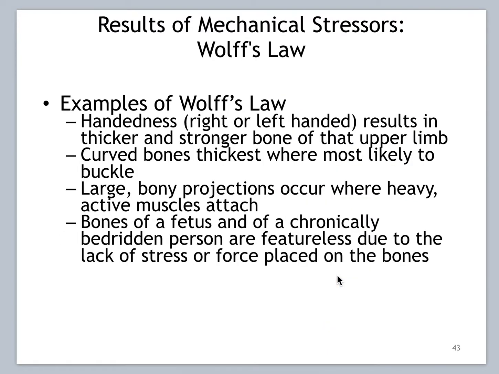Some examples of Wolff's law: somebody who is right or left-handed has thicker and stronger bones in the dominant upper extremity. Curved bones are thickest where they are most likely to buckle. Large bony projections occur where heavy, active muscles attach. The bones of a fetus and of a chronically bedridden person have no features because they don't have stress or force applied to the bones. Remember, the stress and force on the bones is what gives them their shape and features.